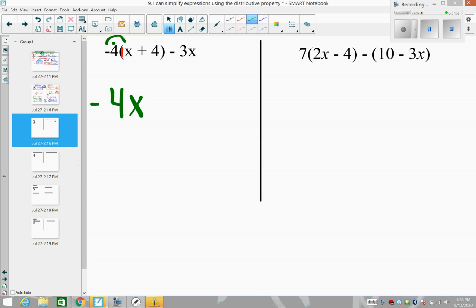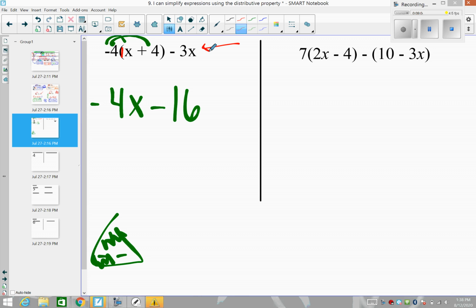Then we're going to take this negative 4 and multiply it to this positive 4. So essentially we have a negative 4 on the outside, a positive 4 on the inside gives us a negative 16 inside that parenthesis. This negative 3x is not in the parenthesis, so we will not distribute. We're just going to drag the negative 3x down, simply because it's not in the group.